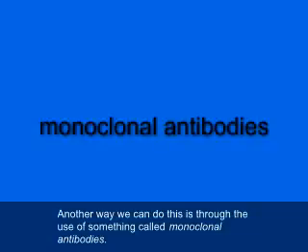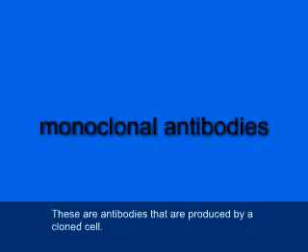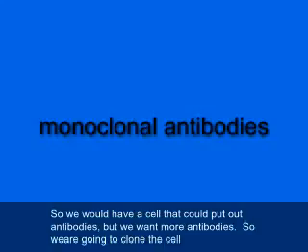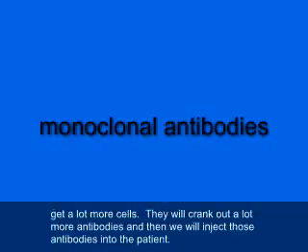Well, another way we can do this is through the use of something called monoclonal antibodies. These are antibodies that are produced by a clone cell, and they're used to boost the immune response to certain malignancies. So we'd have a cell that could put out antibodies, but we want more antibodies. So we're going to clone the cell, get a lot more cells. They're going to crank out a lot more antibodies, and then we'll inject those antibodies into the patient.